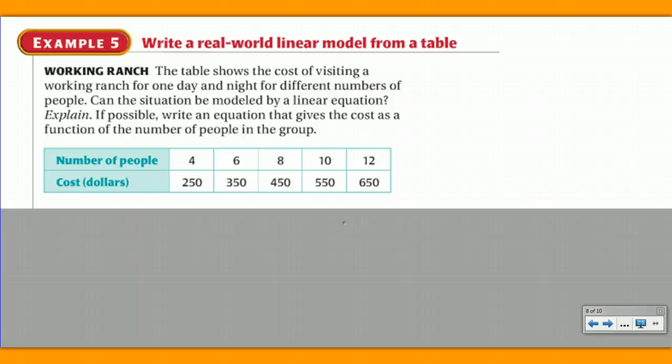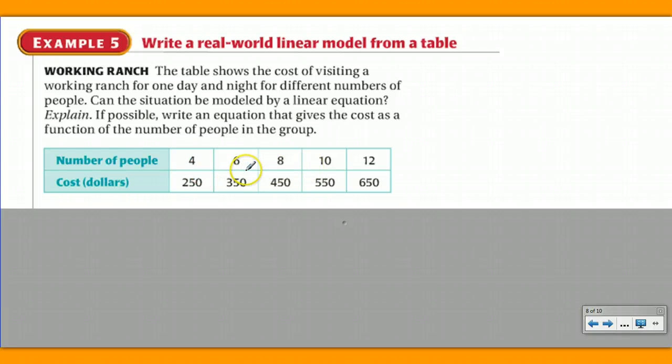Okay, you do not need to write this down, but I would like you to walk through this real-world linear model with me and really focus now. The table here shows the cost of visiting a working ranch for 1 day and night for different numbers of people. Can this situation be modeled by a linear equation? Explain. And if possible, write an equation that gives the cost as a function of the number of people in the group.